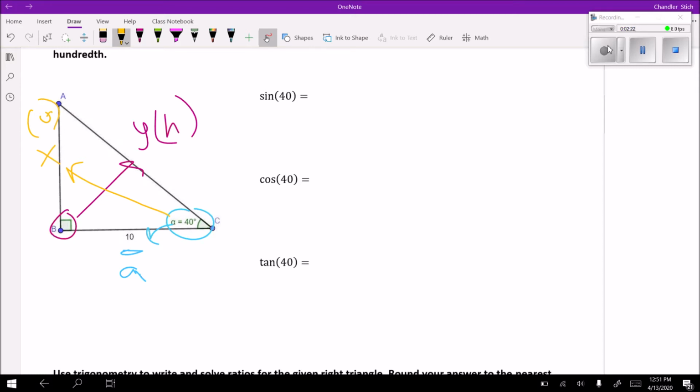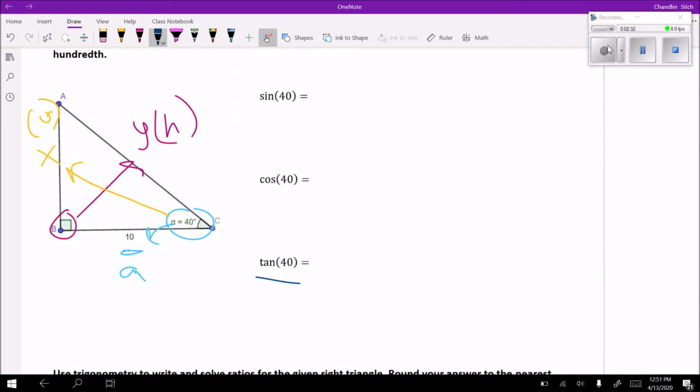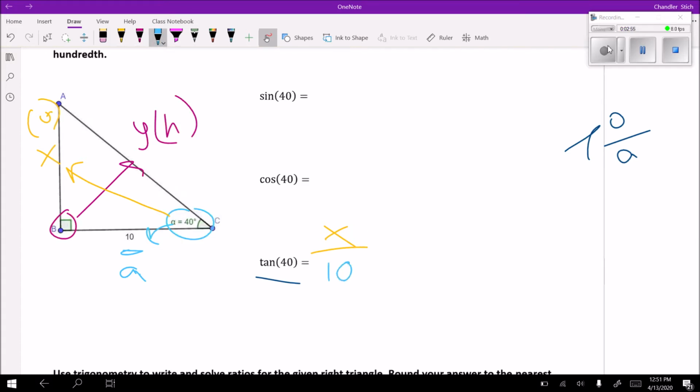Since I'm given A, I'm actually going to start with tangent. So tangent of 40 degrees is equal to, well, we know TOA, which is O over A, opposite over adjacent. So x over adjacent, which in this case I know what it is. It is 10. So this is A, which is 10.